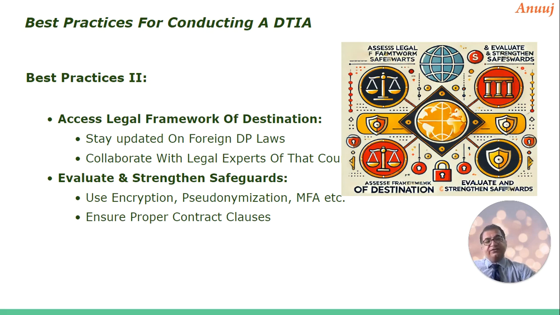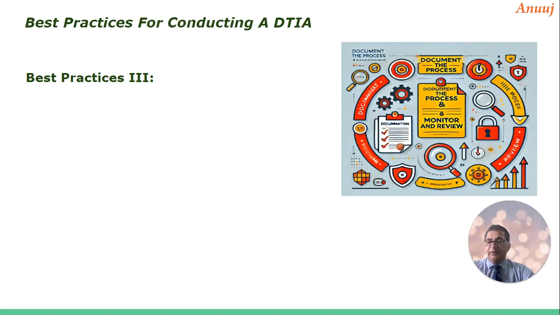You should evaluate and strengthen all possible safeguards. For example, if encryption is not there, you should put in encryption, you should put in multi-factor authentication, and as I mentioned earlier, your contracts, standard contractual clauses and binding corporate rules should be as strong as possible so that you are safe both from litigation as well as from a breach of your users' privacy data.